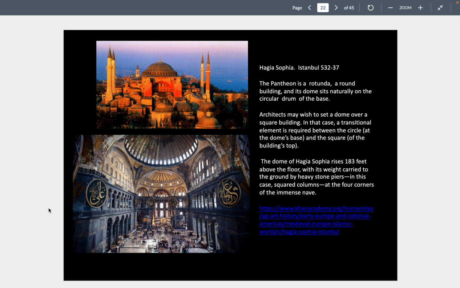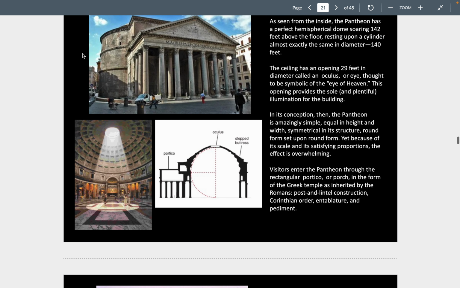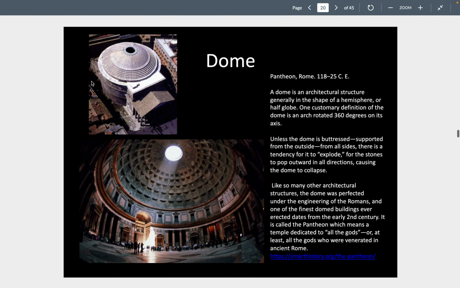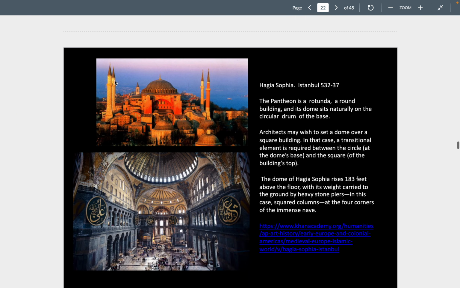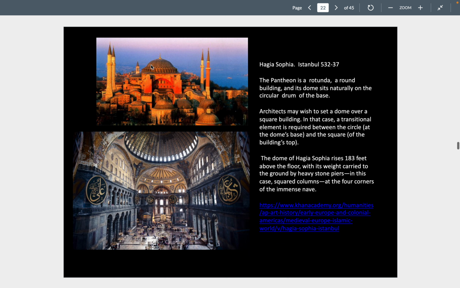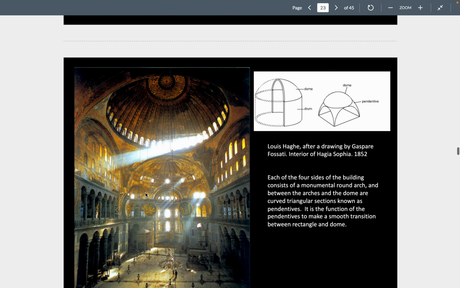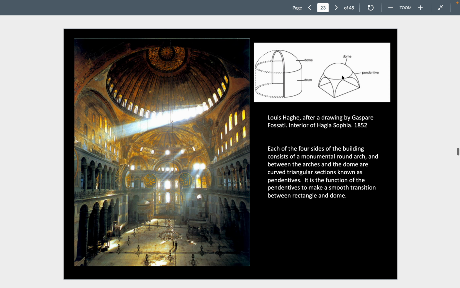So giant cement domes have a number of different transitions to them. In the Hagia Sophia, we see not just a circular dome that becomes a circular drum for the building. Instead, we see a circle becoming a square with these giant buttresses here and a massive interior space. And that is accomplished by using pendentives, these kind of upside down triangles here, which resolve the circle into a square.